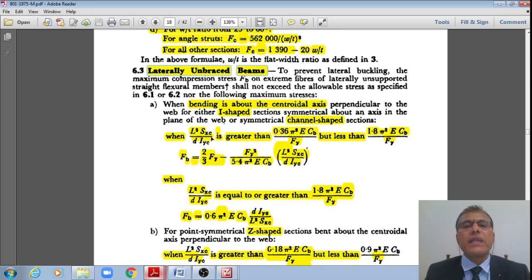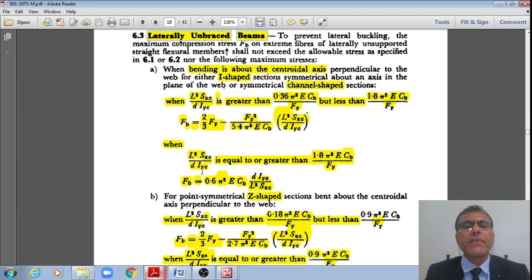However, when L square Sxc divided by DIYC is greater than 0.3 pi square E Cb divided by Fy, but less than 1.8 pi square E Cb divided by Fy, then for laterally unbraced beams the permissible bending stress FB is given by 2 by 3 Fy minus Fy square divided by 5.4 pi square E Cb multiplied by L square Sxc divided by DIYC.